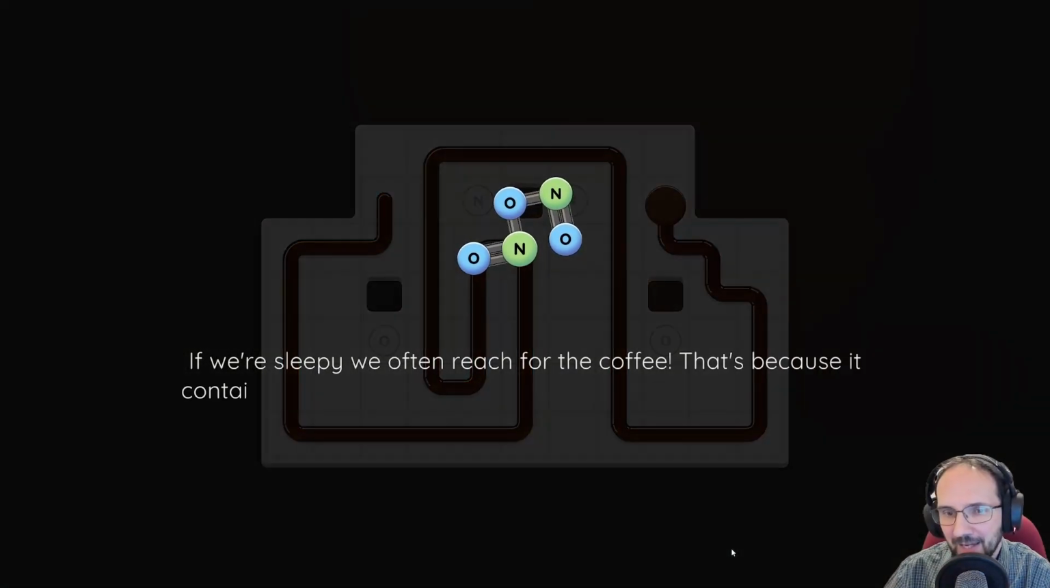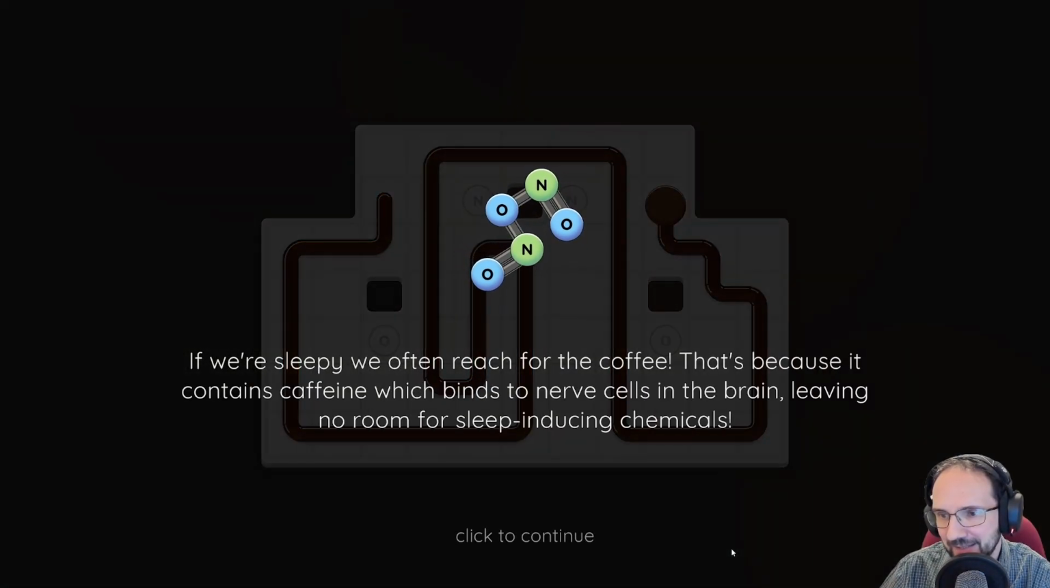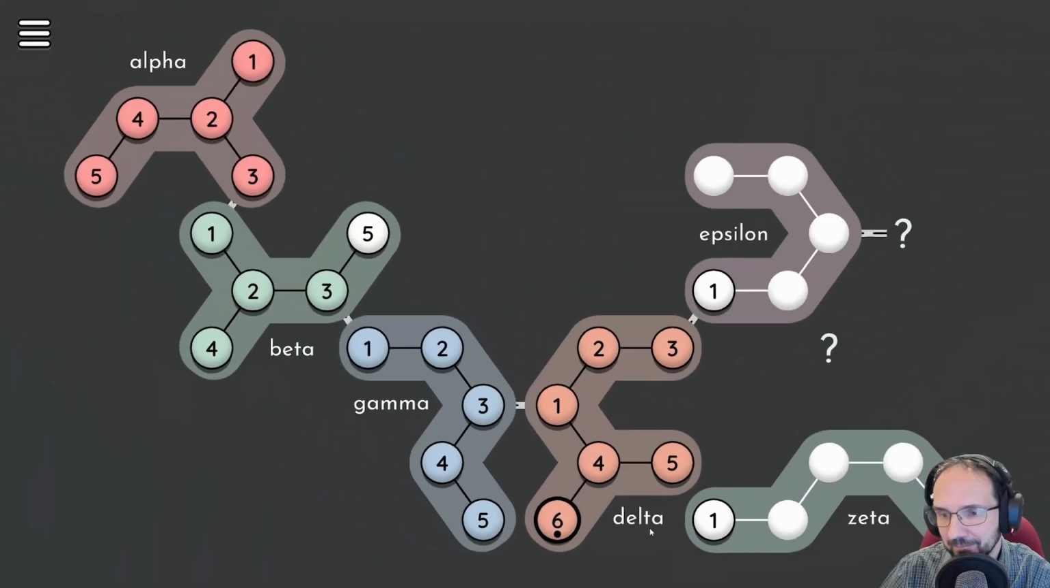Wow. If we're sleepy, we often reach for the coffee. That's because it contains caffeine, which binds to nerve cells in the brain, leaving no room for sleep-inducing chemicals.